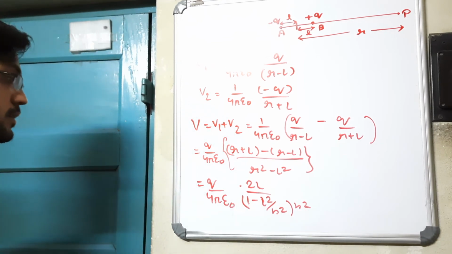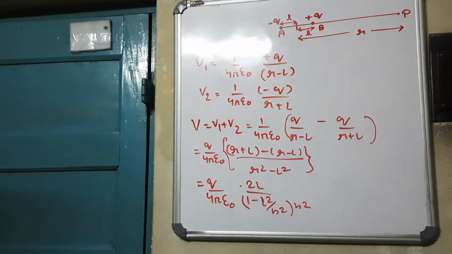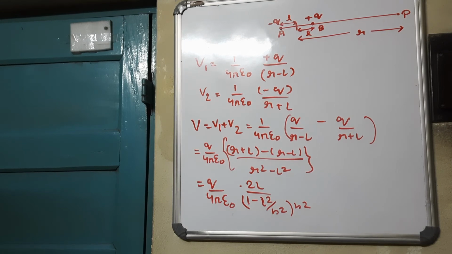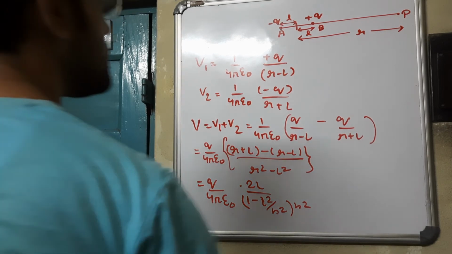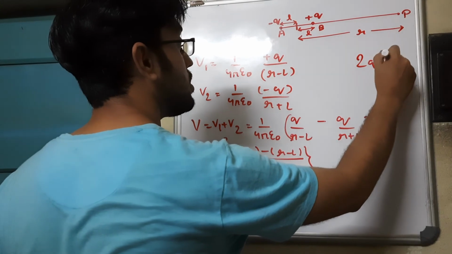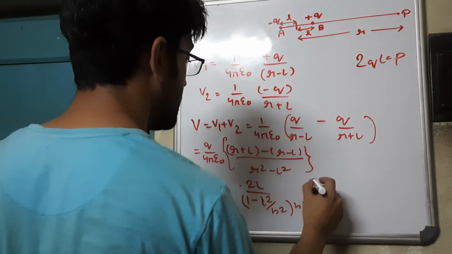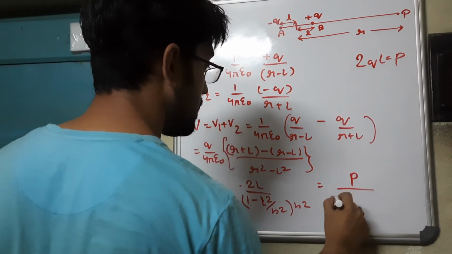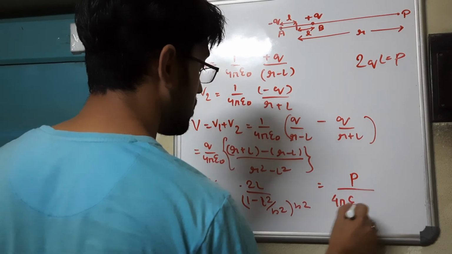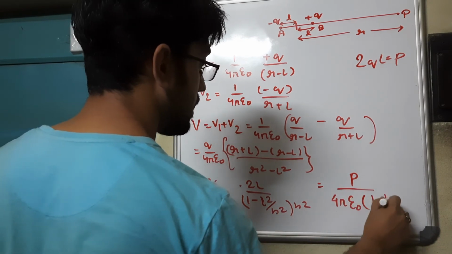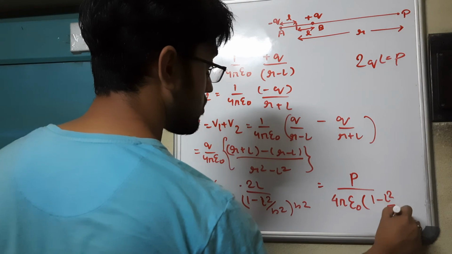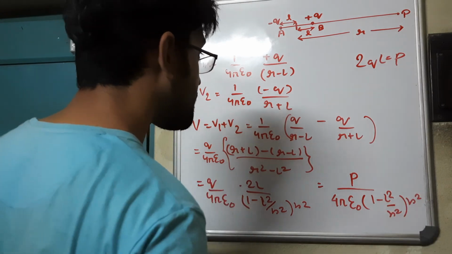This is what we get, q times 2l divided by 4 pi epsilon naught times 1 minus l square by r square times r square. Now what is this 2ql? We have seen this before as well, that 2 into q into l, this is the dipole moment. So this entire thing can be written as the dipole moment divided by 4 pi epsilon naught times this expression 1 minus l square by r square times r square.